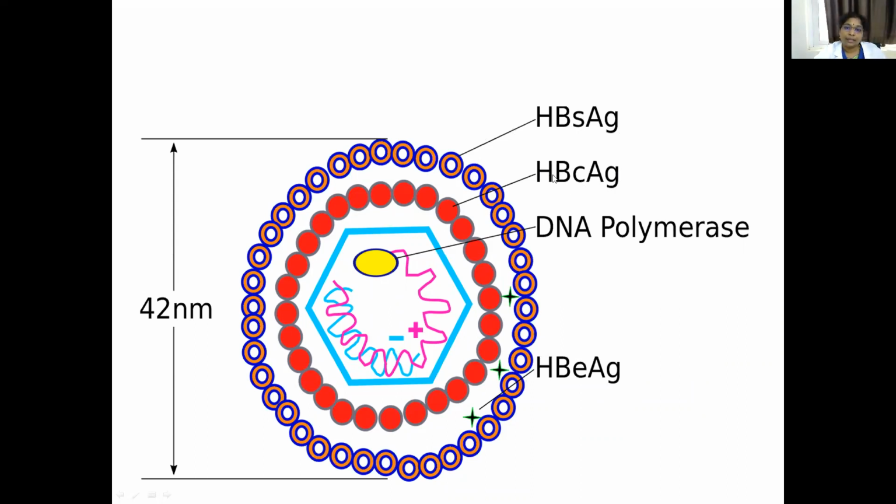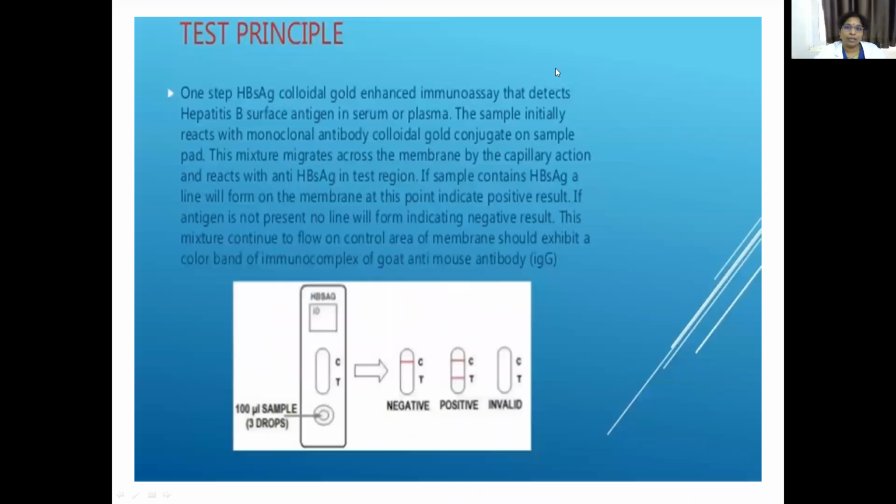So these are the other serological markers. Other than surface antigen, what are the other serological markers that you detect for diagnosing hepatitis B infection? One is hepatitis B core antigen, and another one is hepatitis B pre-core antigen or HBe antigen. So what is the test principle of hepatitis B infection?